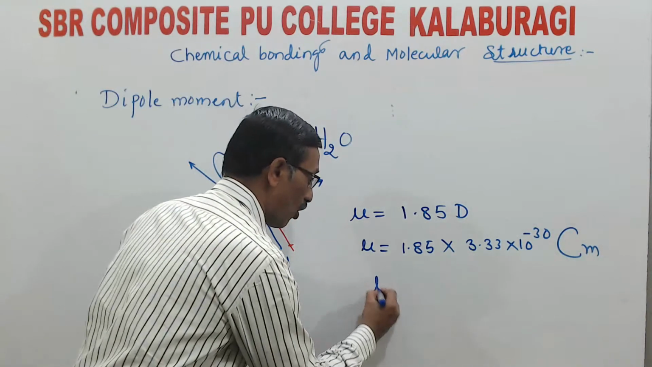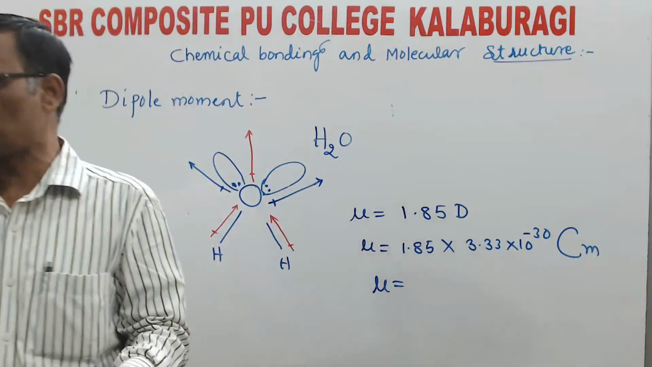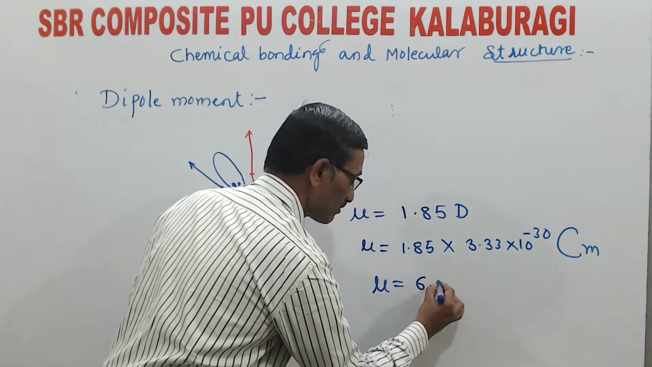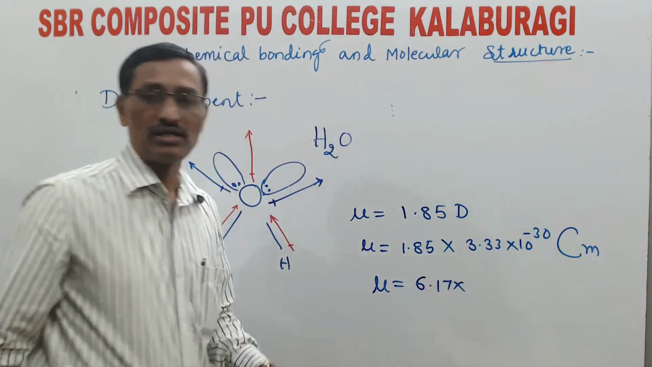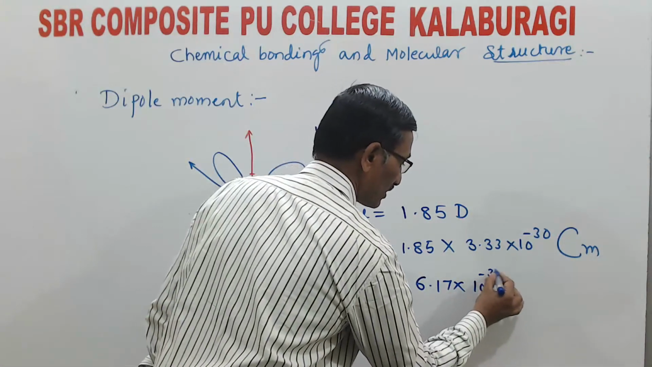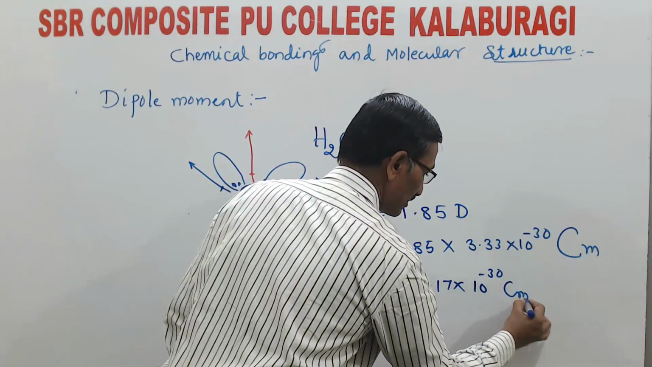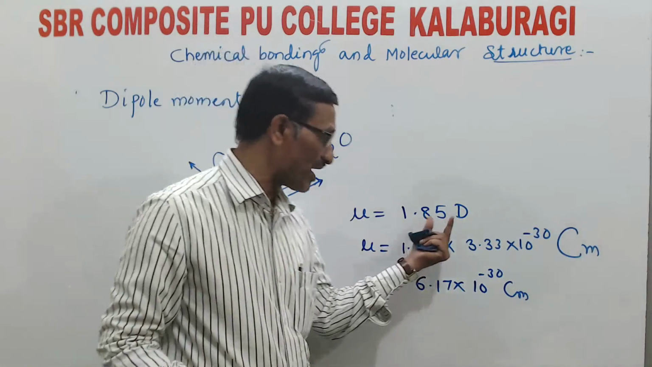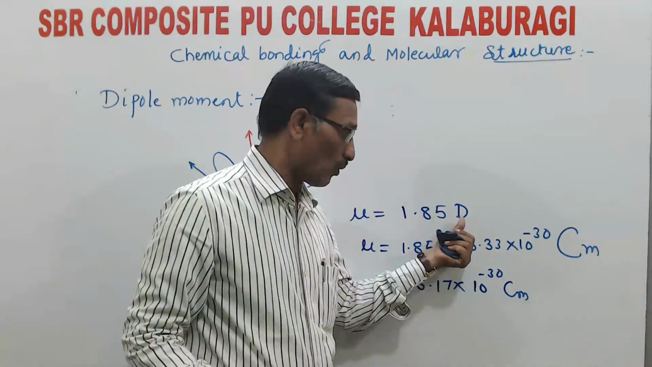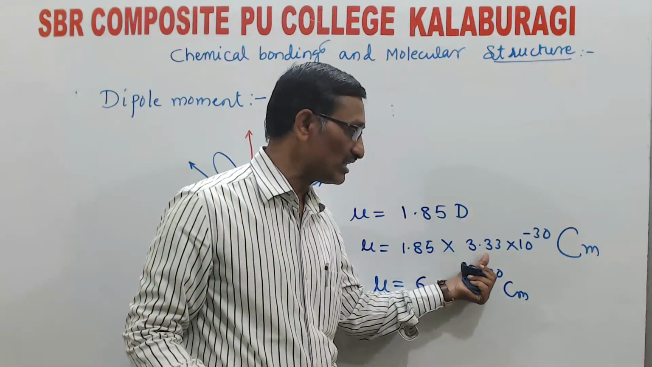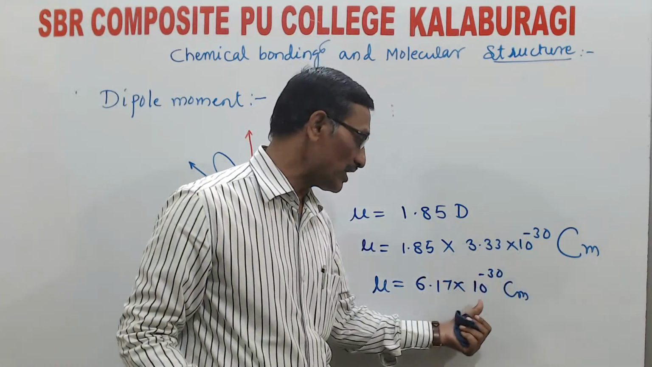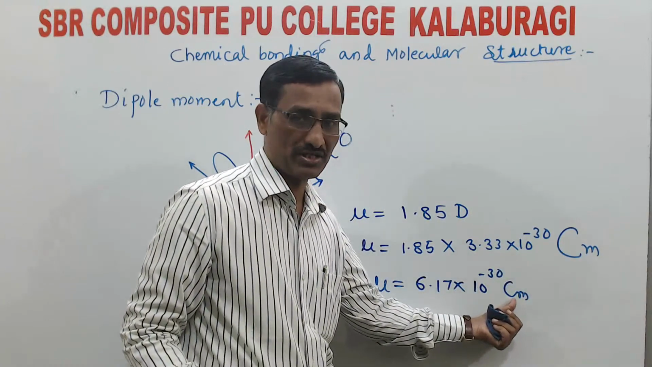Then exactly how much will you get, in terms of Coulomb meter, after multiplying? That seems to be 6.17 into 10 to the power of minus 30 Coulomb meter. Now what do you have to do for the remaining? If it is given in terms of debye, 1 debye equals 3.335 into 10 to the power of minus 30 Coulomb meter. So you have to multiply, and you will get it in SI unit.